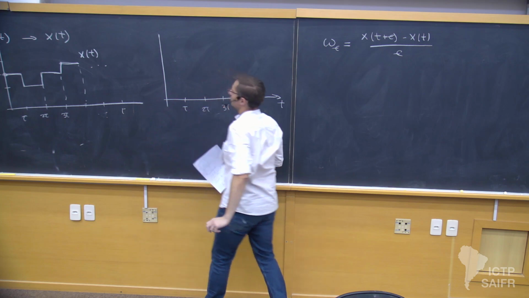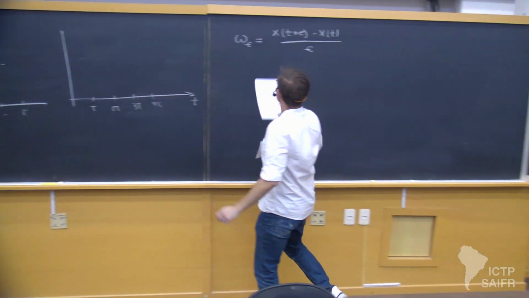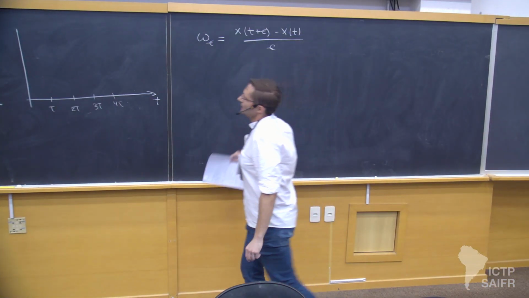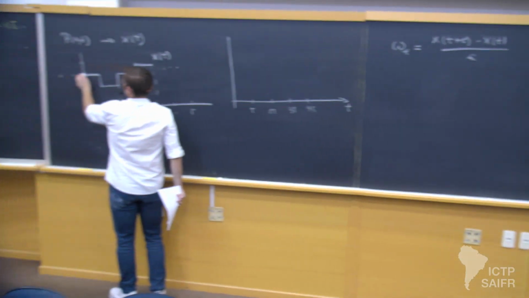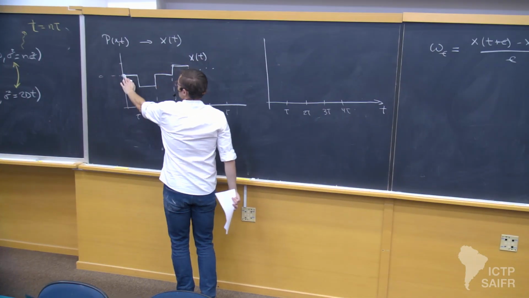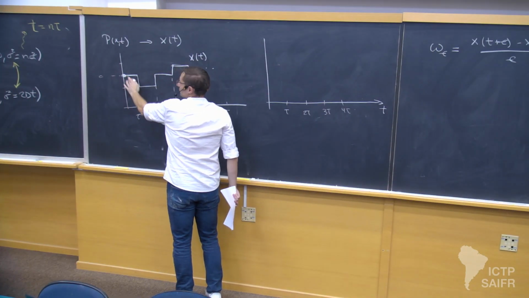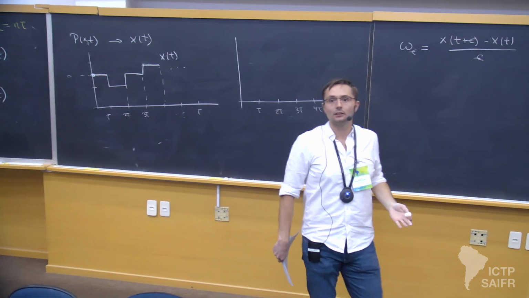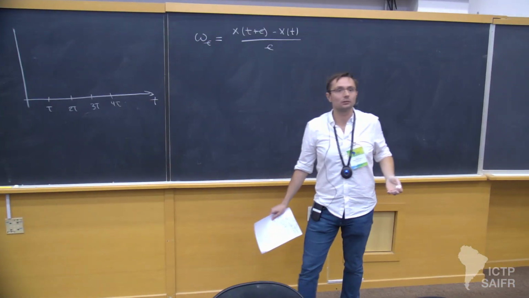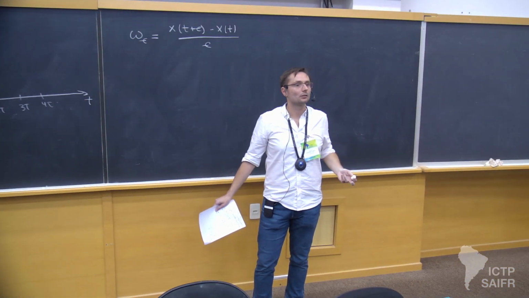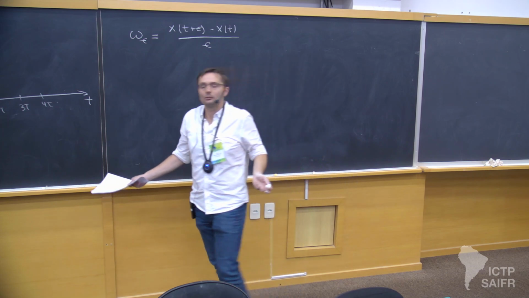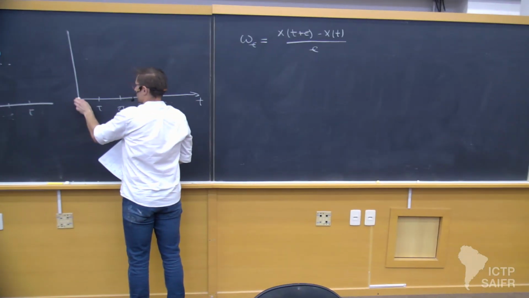And here, let me not put anything. I'm going to ask you. So how does this process look like? So I start here. And as long as x(t plus epsilon) is equal to x(t), my new process is equal to what? To 0. 0, 0, 0, 0, 0, 0, 0.